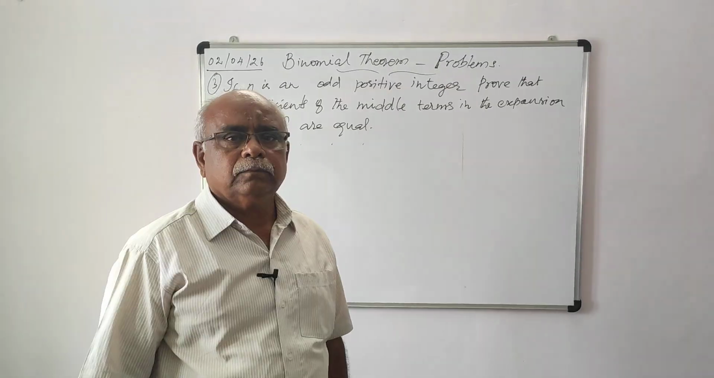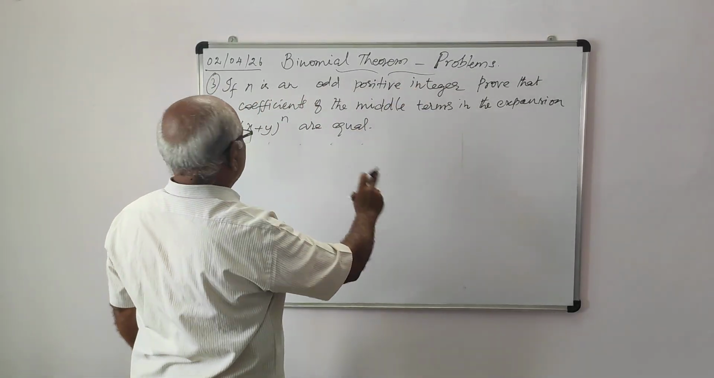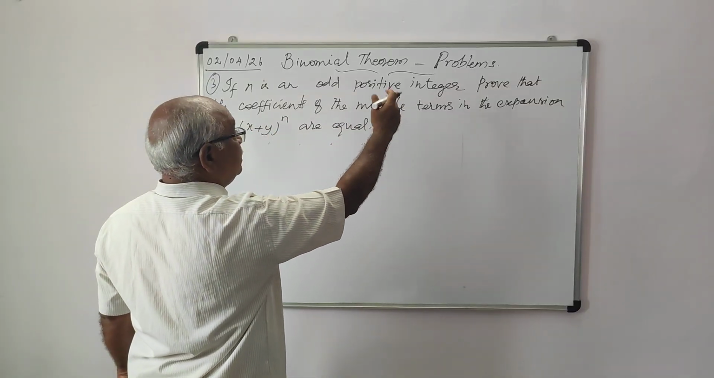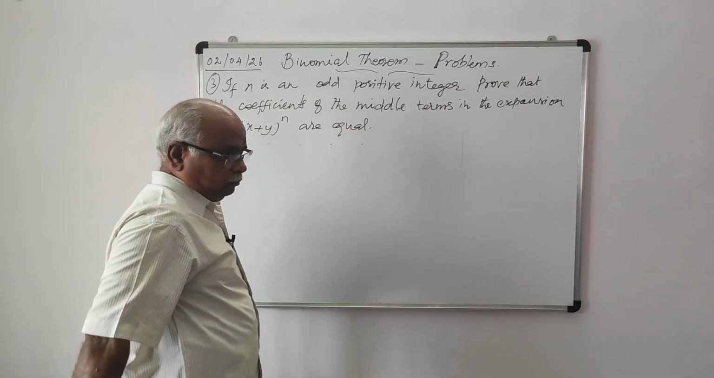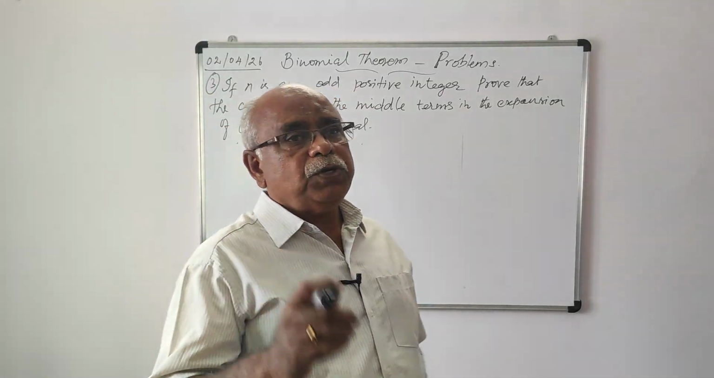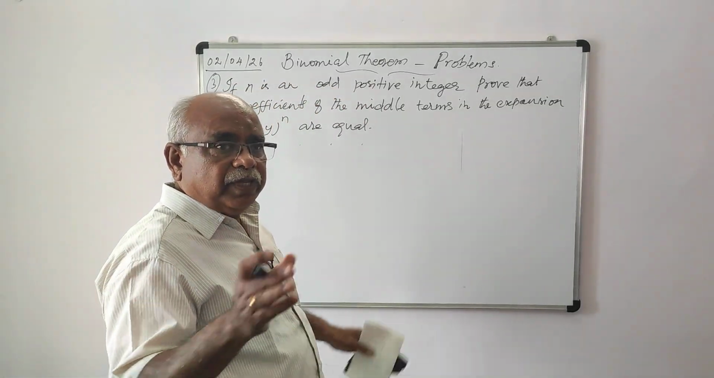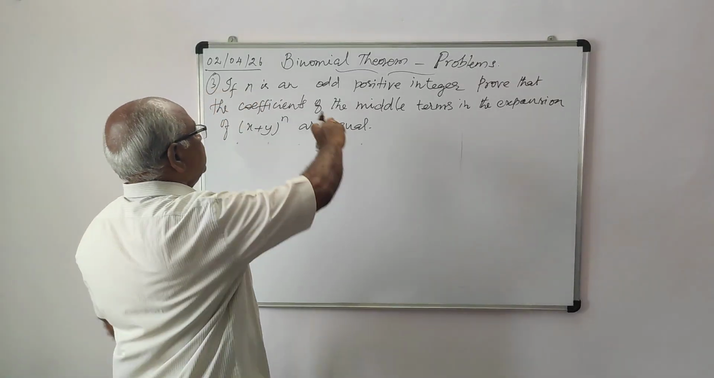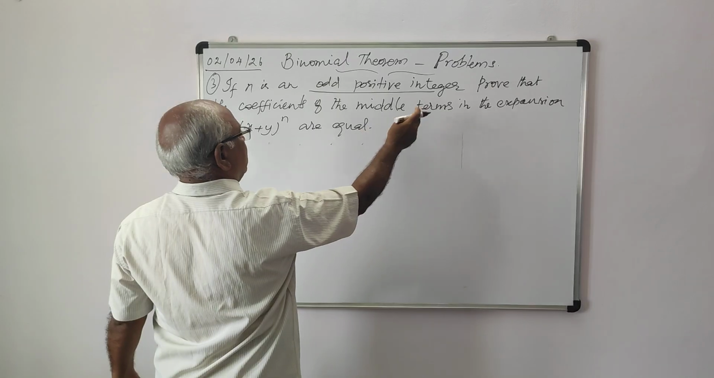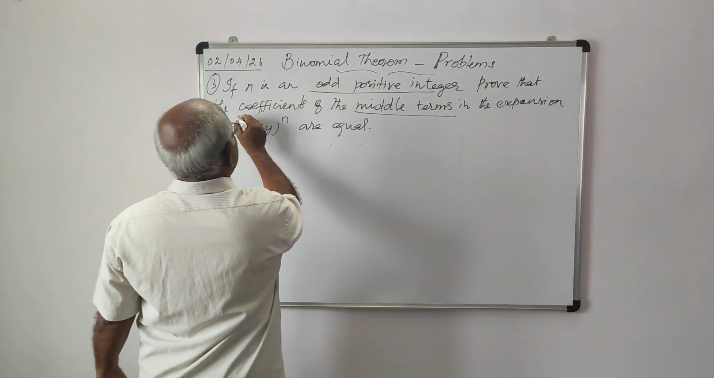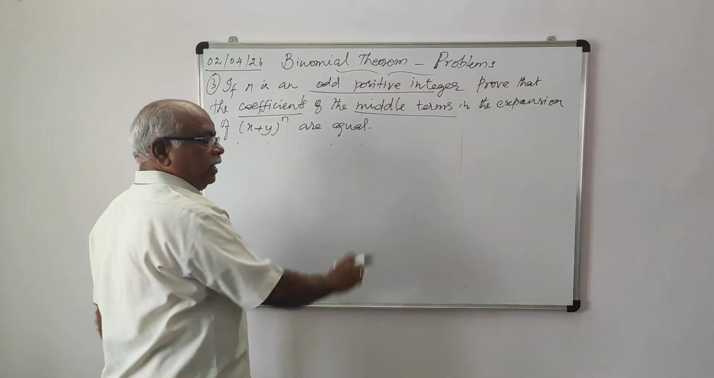Okay, next problem. If n is an odd positive integer, prove that the coefficients of the middle terms in the expansion of x plus y whole power n are equal. இப்போ n வந்து ஒரு odd positive integer இருந்தால் அதனுடைய middle terms உடைய coefficients வந்து ஈக்குவலாக இருக்கும். If n is an odd positive integer, prove that the coefficients of the middle terms of the expansion x plus y whole power n are equal.